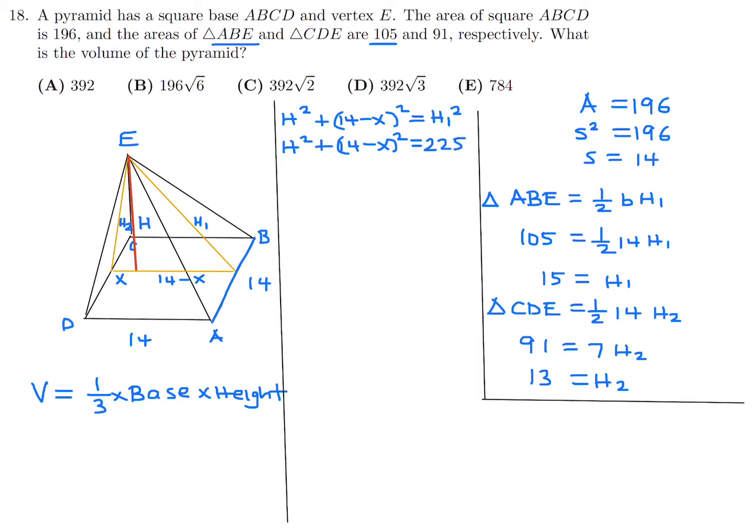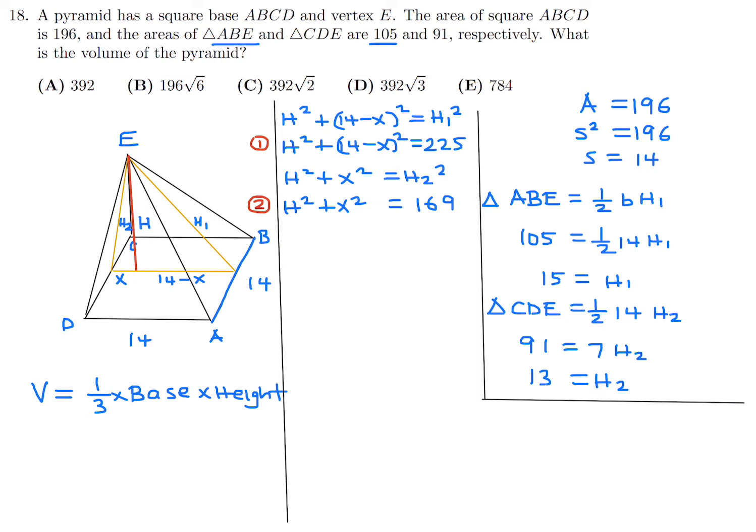The next Pythagorean relationship, with the other smaller triangle, is h squared plus x squared is equal to h2 squared. And h2 we had calculated, and that's 13, so 13 squared is 169. So there we go. I can call this equation 1, and I can call this equation 2 right here.